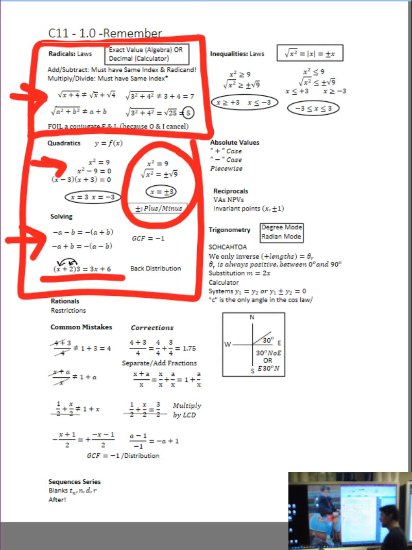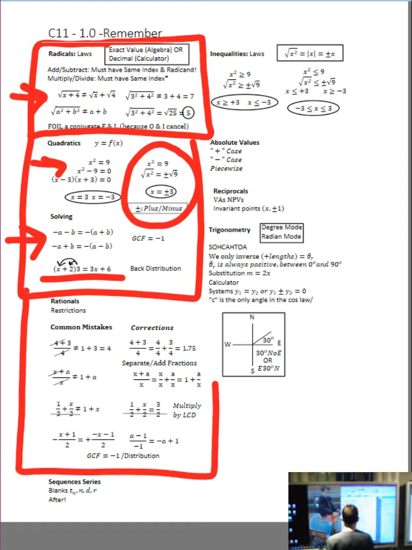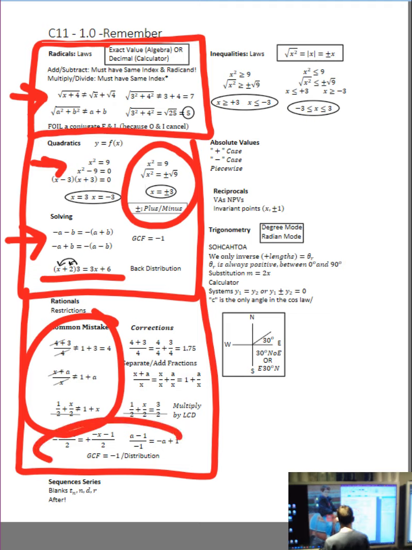Remember, make your own remembers. When the teacher tells you to remember something, take your remember sheet and write it on the remember sheet in that section. Or make a chapter review sheet and put it there. Okay, rationals down below. All I'm going to say is don't make any of the common mistakes. And be careful of removing the greatest common factor of -1, or distribution of -1.